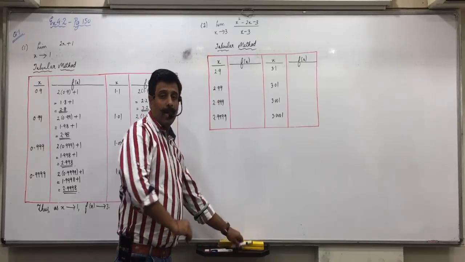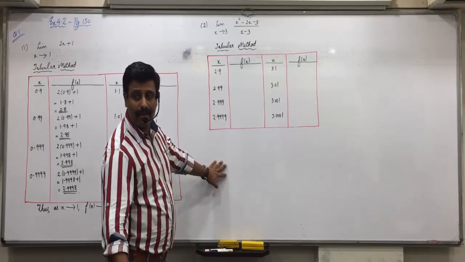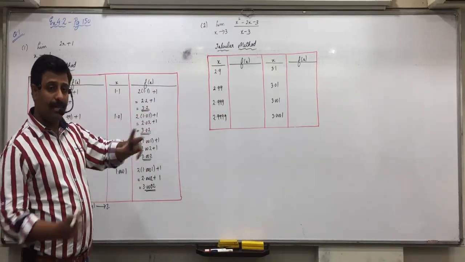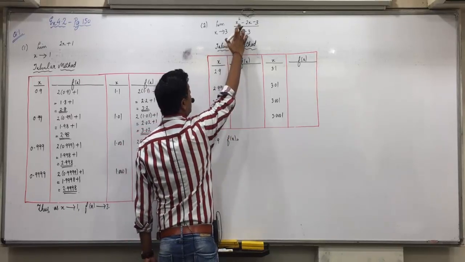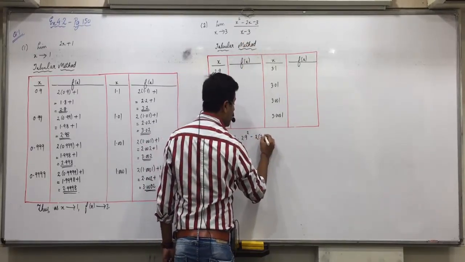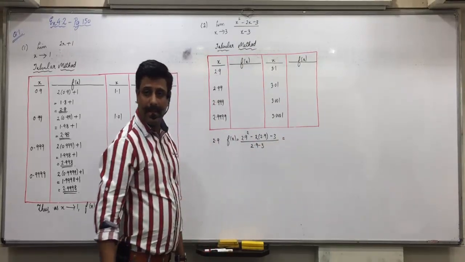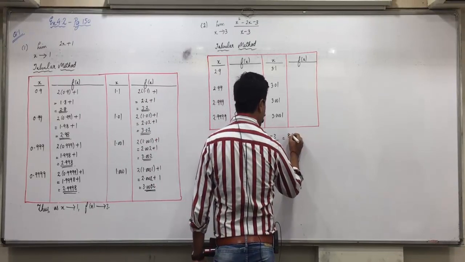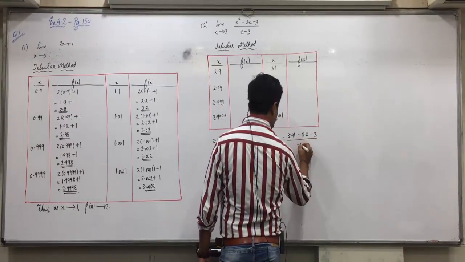Now listen carefully. I'm showing the calculation below for two values, then I'll help you out with the calculators. But listen carefully so that we don't waste time repeating the steps again and again. We are not showing this functional calculation in the table, otherwise it will become too lengthy. But suppose I put 2.9 in fx. Then x squared is 2.9 squared, minus 2 into x, which is 2.9, minus 3, upon 2.9 minus 3. Is everyone clear with it? Now, on the calculator, 2.9 squared is 8.41. Then 2 into 2.9 is 5.8, minus 3. And 2.9 minus 3 is minus 0.1.